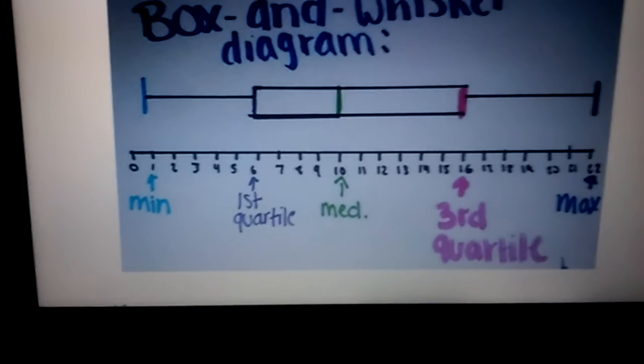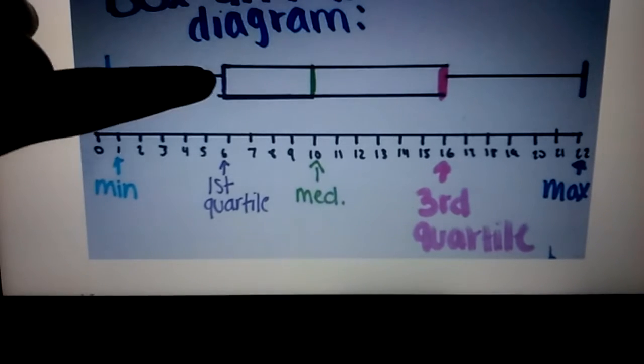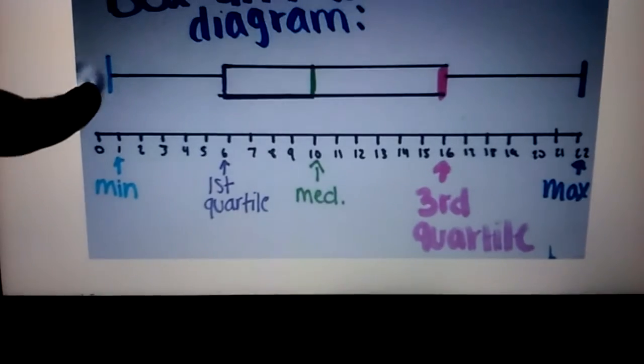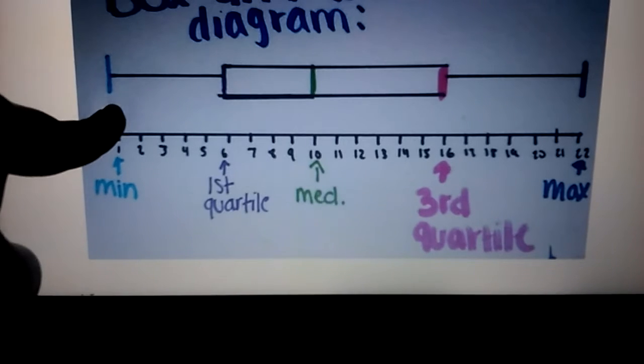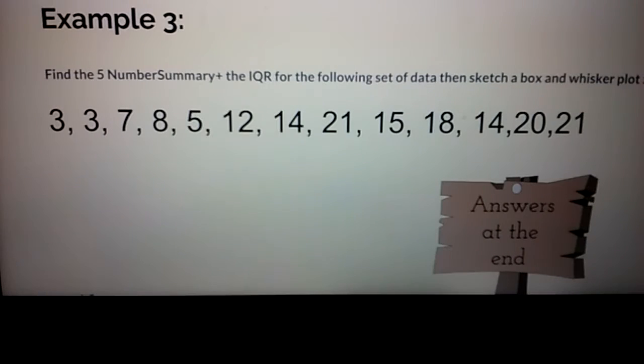This is a box and whisker plot demonstrated closer. So you have your minimum, your first quartile, your median, your third quartile, then your maximum. Before we were told to do dots, IB now wants us to do lines. So make sure you're doing lines. And again, make sure you are paying attention to the IB command terms.